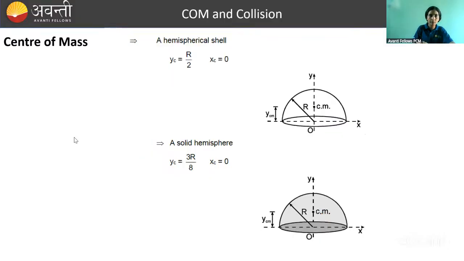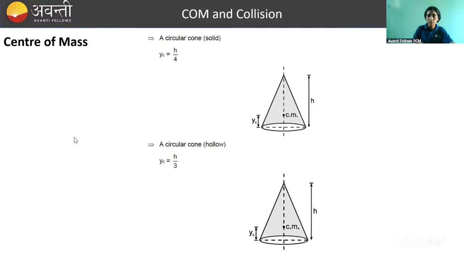Okay. After that, a hemispherical shell: its center of mass will be at a distance r/2 like this. And for a solid hemisphere, this is actually a hollow hemisphere. Okay. This is the hollow one, and if it is solid then for this case the center of mass will be at a distance of 3r by 8. Okay, again from the bottom. If you talk about a circular cone, then its center of mass will be at a distance of h/4 from here.